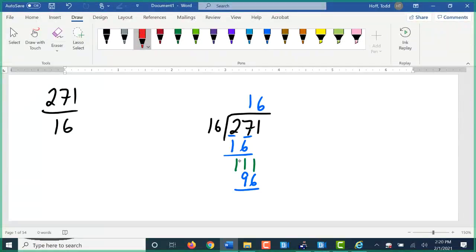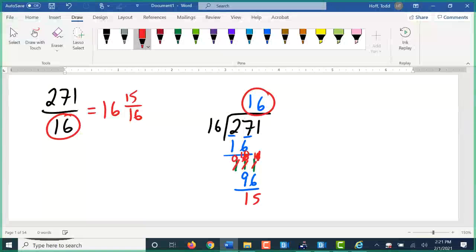Subtracting: this is not enough, so if I borrow from the 1, make that a 0, this is now 11. 11 minus 6 is 5. 10 minus 9 is 1, so that's 15. So there's 16 whole objects, 15 pieces left over. And of course, that denominator is still a 16. That is 16 and 15 sixteenths.